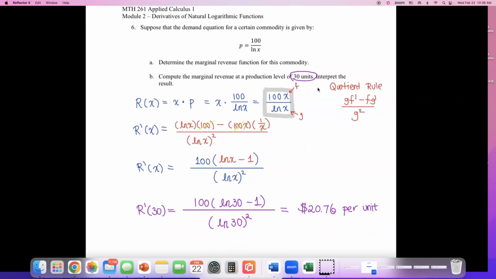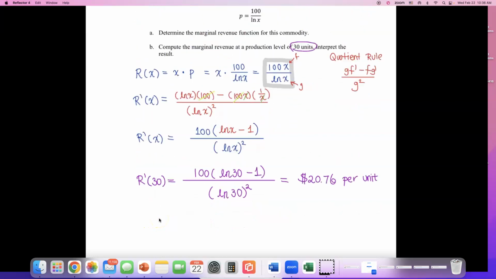So what does that mean? I'll just talk about the interpretation. If they produce 31 units, going from 30 units to 31 units, the revenue will increase by $20.76 per unit. So that's going to be the interpretation of this marginal revenue. So that's it for example 6 on page 95.